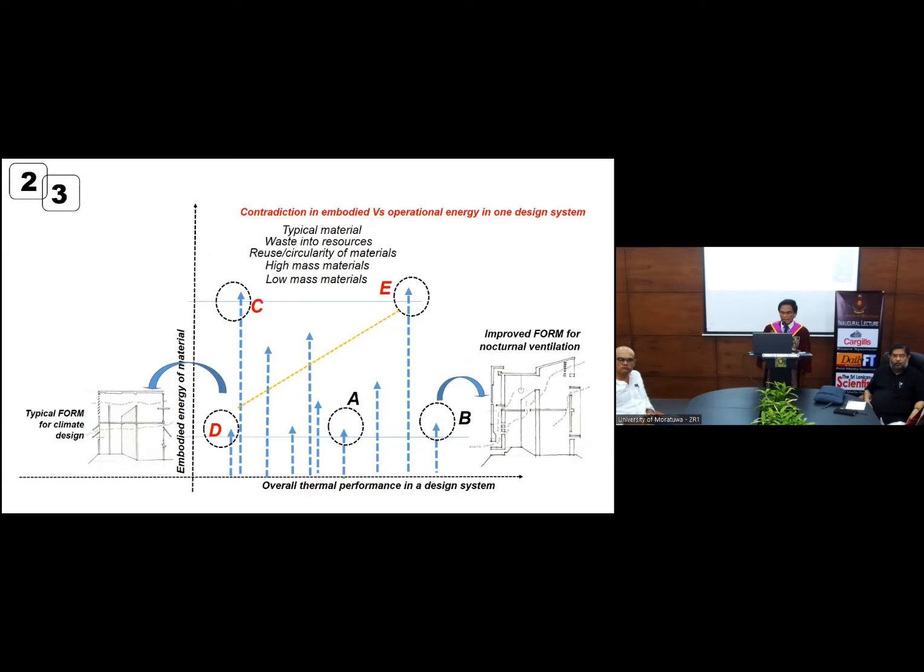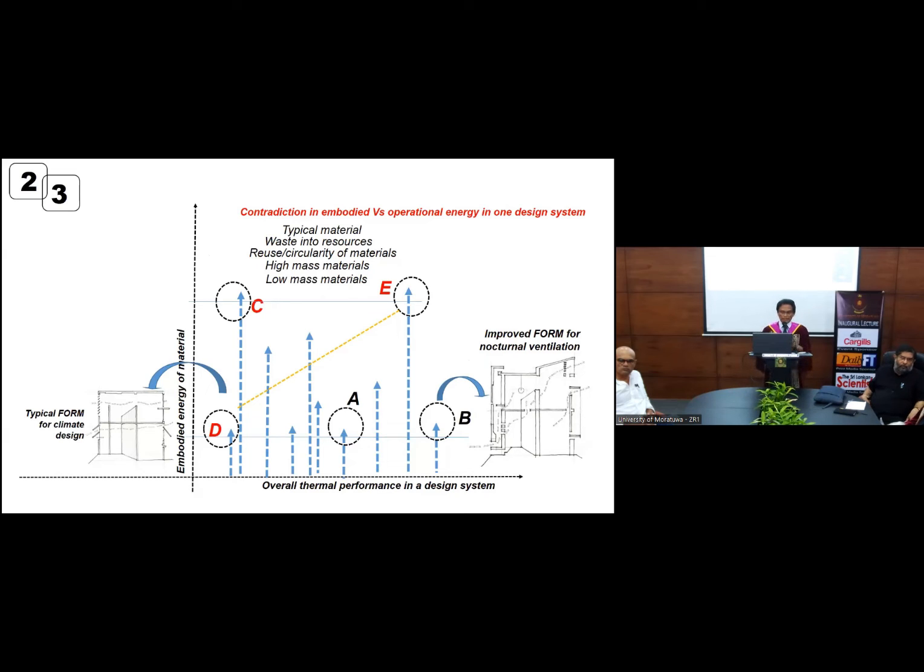But on the other hand, B, the same material is applied in a correct architectural space for stack ventilation and night ventilation, and its thermal performance is very high. So definitely B is much better than D. Then how about C and E?